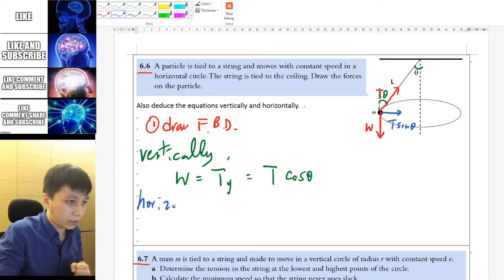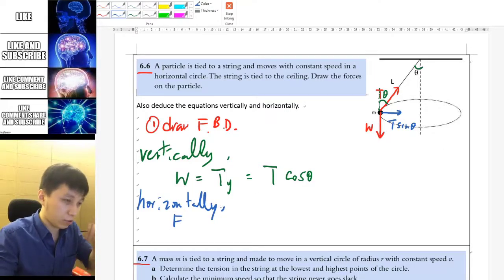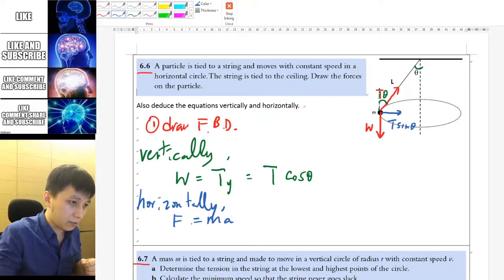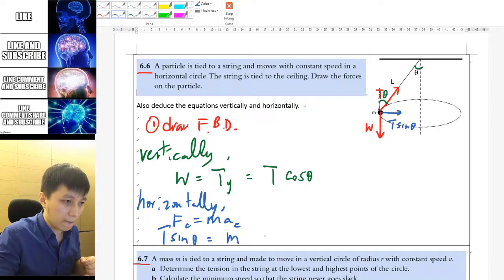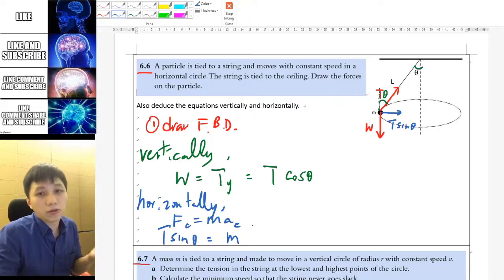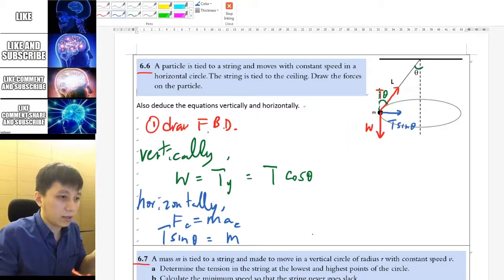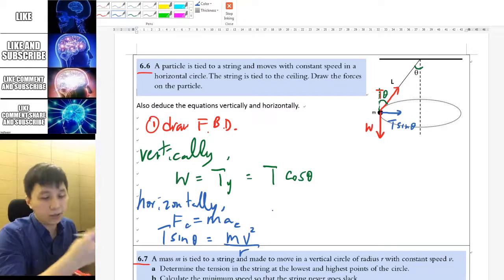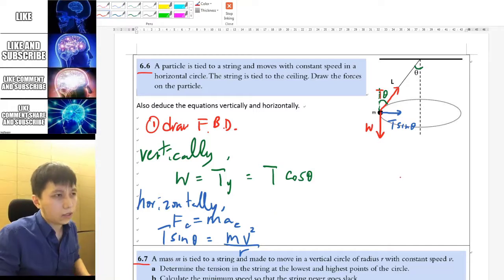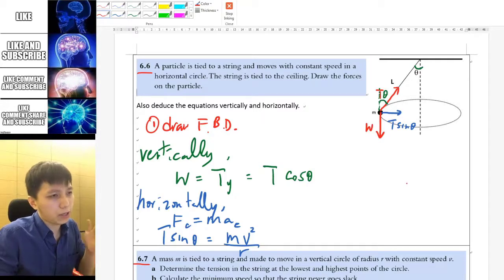So I can write down horizontally, F, because it's doing circular motion, F equals ma for circular motion. C stands for centripetal force. So then we have T sine theta equals ma_c. Depending on what kind of question you are facing, here I'll just name it as v squared over r for simplicity. If you need to calculate something else, you can use a corresponding equation. And so you may say that's pretty much what the question asks you to do.